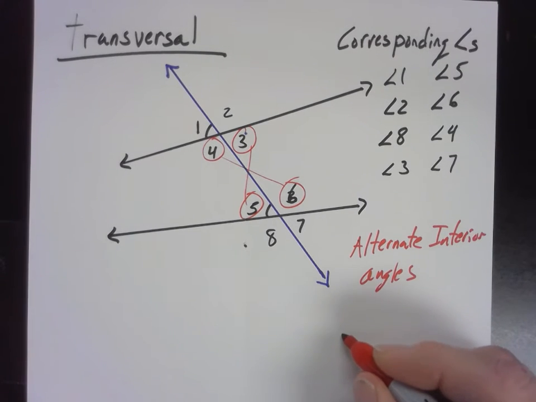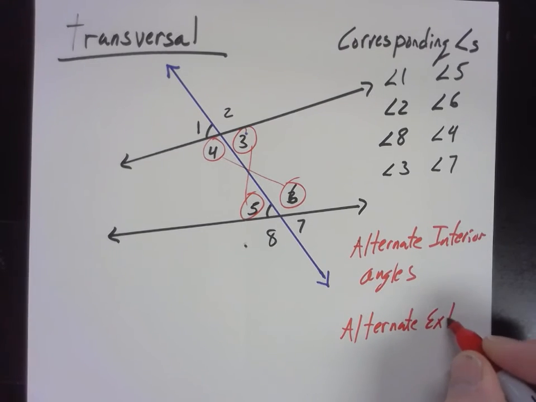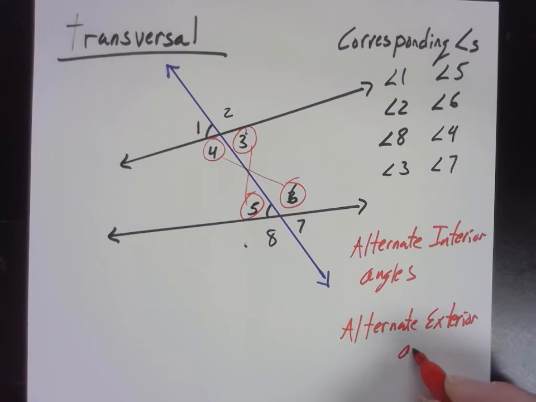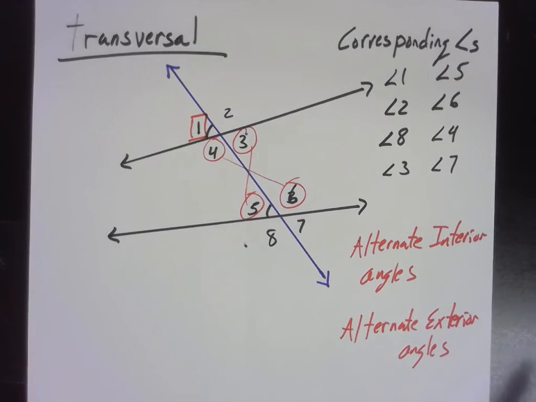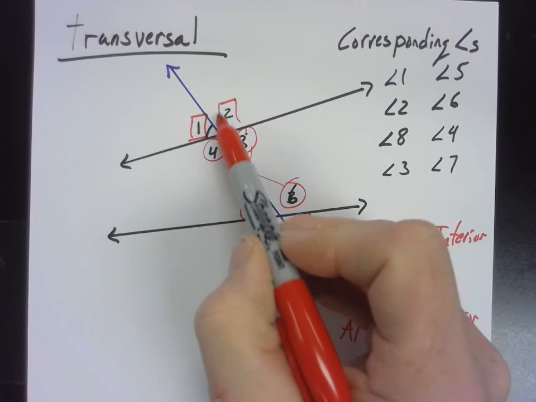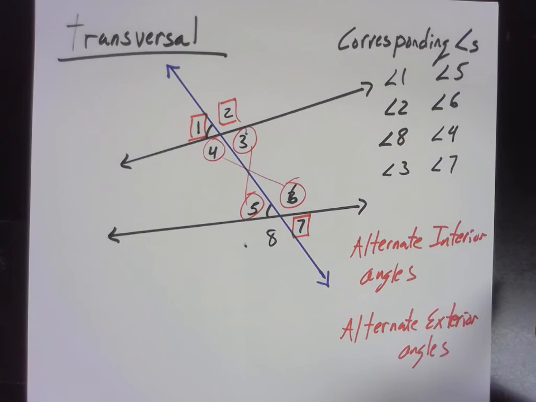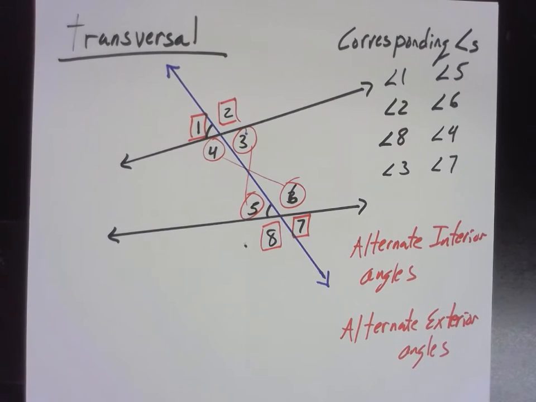Okay, so now alternate exterior. Yeah, I already hear you guys saying it. Angle 1 and angle 7. Okay, angle 2 and angle, which one? 8. All right. So those are the alternate exterior. So we have corresponding, we have alternate interior, and we have alternate exterior. Now there's one more angle relationship that we need to know.